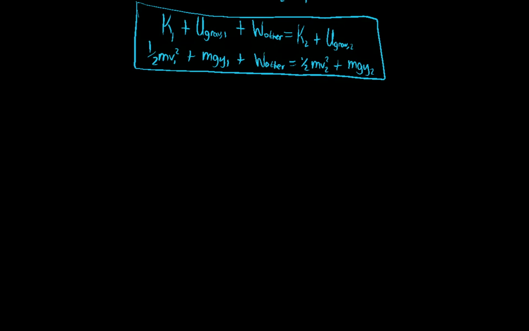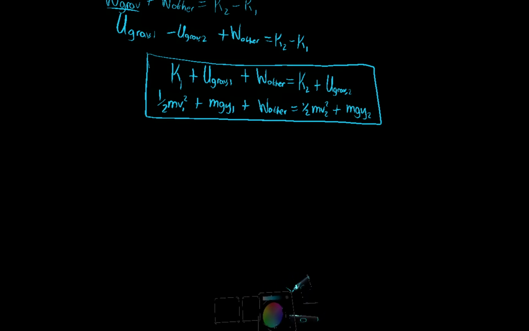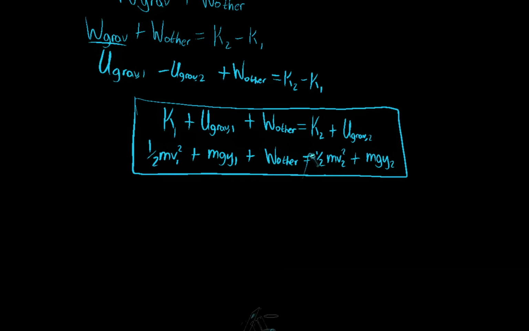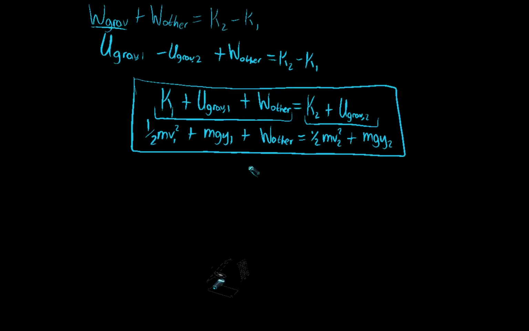Another way to think about what this equation means is that the work done by all forces other than the gravitational force equals the change in the total mechanical energy of the system, right? Because this is the total mechanical energy of the system. There's something different on one side than the other. And this work other can be said to be the change in mechanical energy for the system.